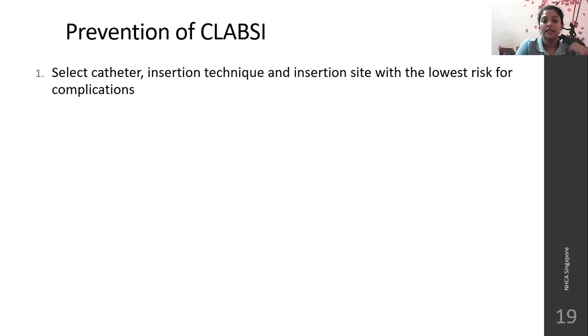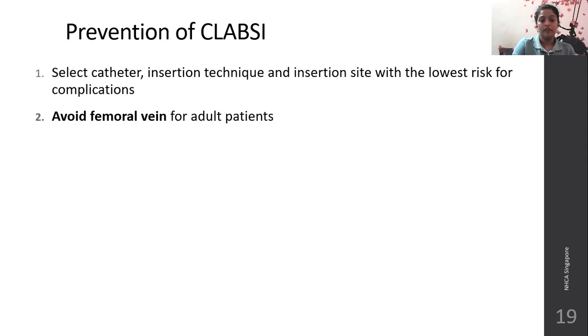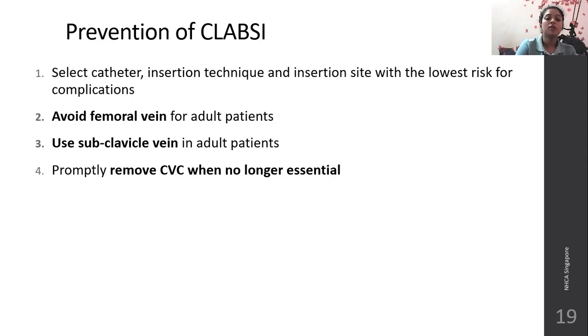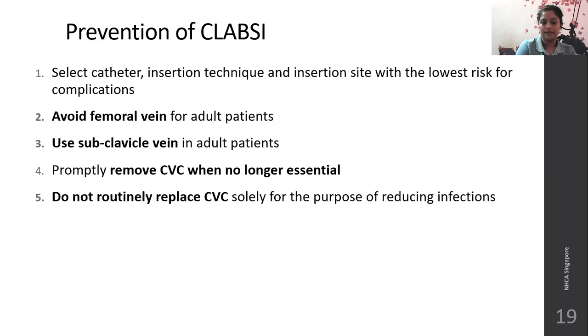Select the catheter insertion technique and insertion site with the lowest risk of complication. For example, a central line in the femoral area is at much higher risk of complications than a subclavian central line. Avoid the femoral vein for adult patients. Use the subclavian vein in adult patients. Promptly remove the central line when no longer essential. Do not routinely replace the central line just for the purpose of reducing infection, because replacing and putting it back again can also lead to the risk of infection.